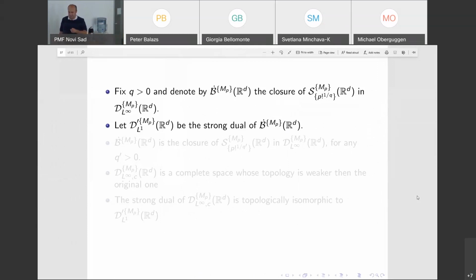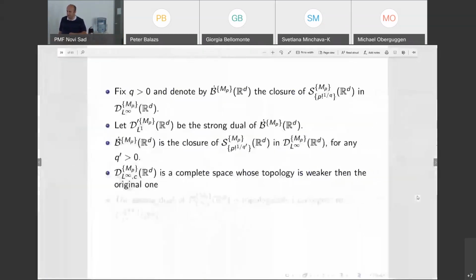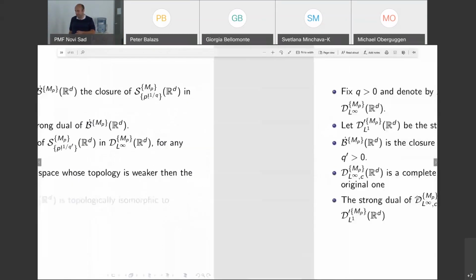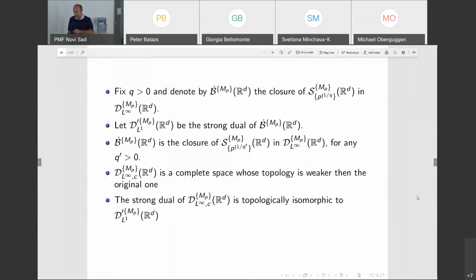And then the last thing to mention is this D'_{L^1}, which is really important in terms of convolution. This D'_{L^1} is, as a matter of fact, the strong dual of this D_L^∞, where the topology is slightly weaker than the original one. This is just something to have in mind.